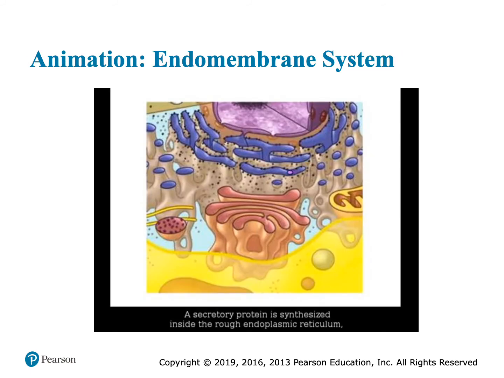A secretory protein is synthesized inside the rough endoplasmic reticulum, migrates through it, and exits inside a vesicle. The vesicle travels through the cytoplasm to the Golgi apparatus. The Golgi apparatus modifies the protein. The protein is dispatched from the Golgi in a transport vesicle that then fuses with the plasma membrane, releasing the protein to the outside of the cell.